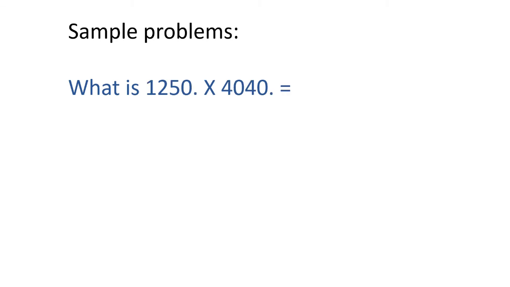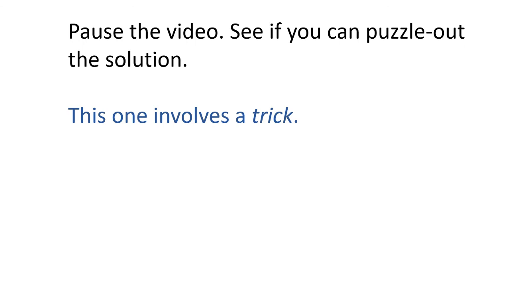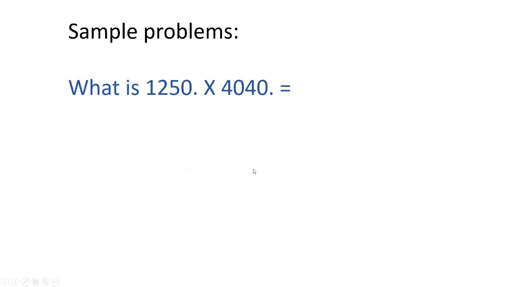What is 1,250. times 4,040.? Do you see the trick there? 1,250. has a period. That means it has 4 significant figures. The 0 is significant. And 4,040. has a period, so that means that has 4 significant figures. So let's pause the video and see if you can puzzle out the solution. This one involves a trick. So pause the video, work it out, see if you can write that one with 4 significant digits. Kind of a trick question. Let's see if you can do it. Pause the video now, please.